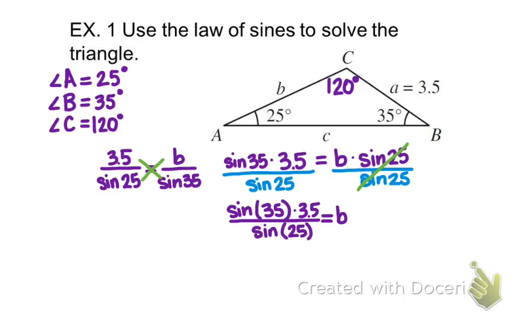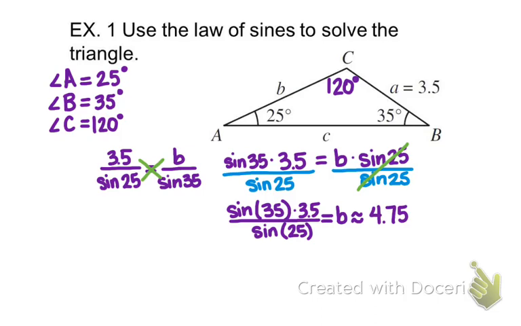Now, a couple of tips when you're typing this in your calculator. First thing, you need to make sure that you're in degree mode. Then, after you type the 35 degrees, you want to make sure to close parentheses, because when you do times 3.5, you don't want that to be included in the sine. So anytime you're doing an angle, make sure you close parentheses there. So if you type this in correctly, you should get that b is approximately 4.75.